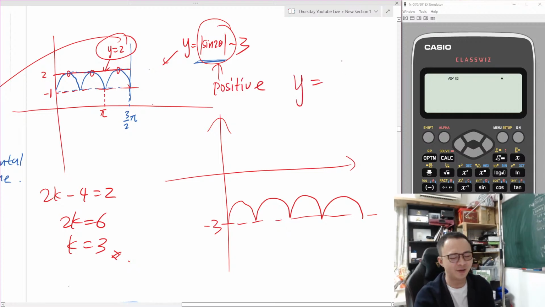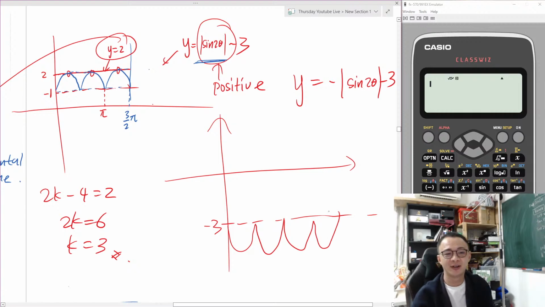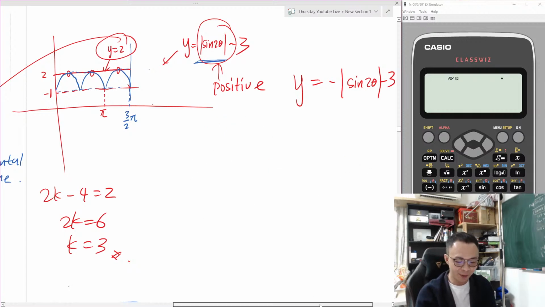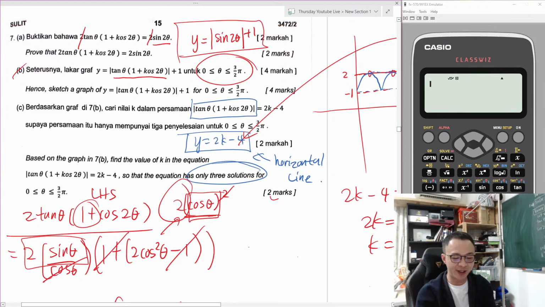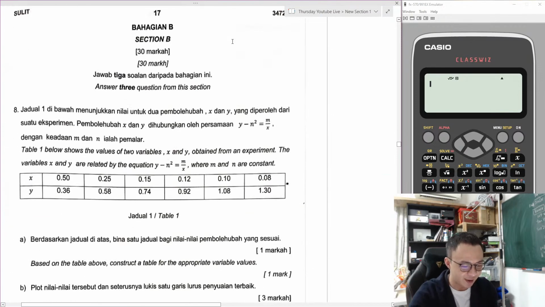Unless, if you want to go further, I add the negative in front of the modulus, and then -3. Then everything will be below the -3. I hope you get the idea. Alright, so this is how we get these 2 marks. So the total is about 8 marks. I hope you check it out and understand the graph thing. Alright, let's move on to the next questions.